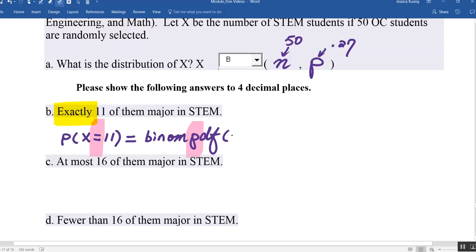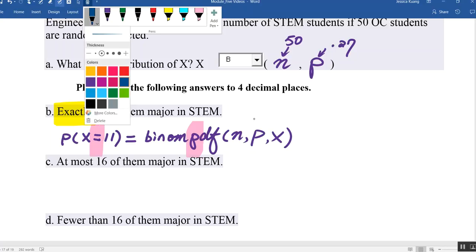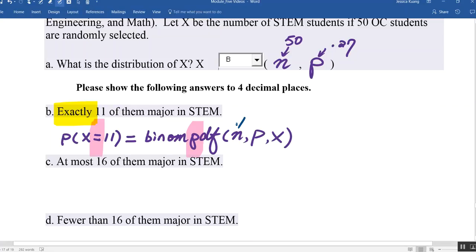And the syntax for binompdf is n, p, x. That's why I had you enter the parameters up there, because now all you have to do is look up, and we know that n equals 50, p equals 0.27, and x, that is this number over here, equals 11.